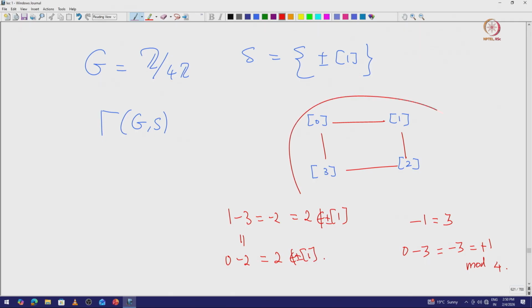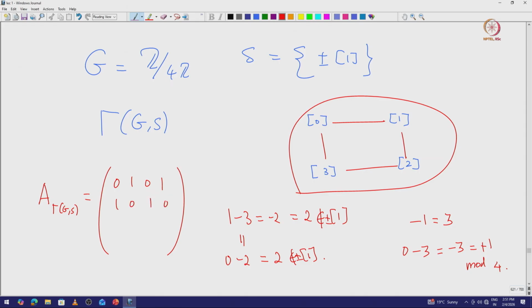So, this is the graph that we get, and its adjacency matrix is a 4 by 4 matrix. From the graph, it is just 0 1 0 1, 1 0 1 0, 0 1 0 1, and 1 0 1 0. It is a symmetric matrix. Indeed, it is not difficult to see that it is a circulant matrix. I will define what a circulant matrix is and then connect it with this. So, I will stop here. We will see how to use representation theory to understand the spectrum of these Cayley graphs in the next class. Thanks.